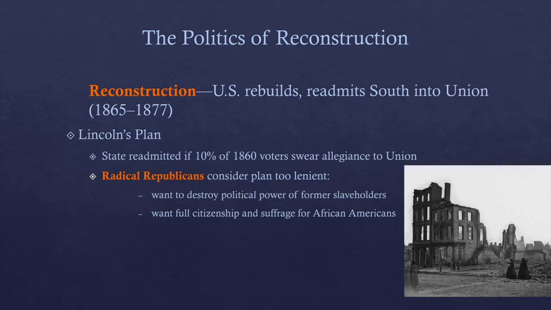Not everyone in Lincoln's party agreed with this, however. They felt it was too lenient. The so-called radical Republicans wanted to destroy the political power of the former slave owners, provide citizenship to African Americans, and in short, punish the South.